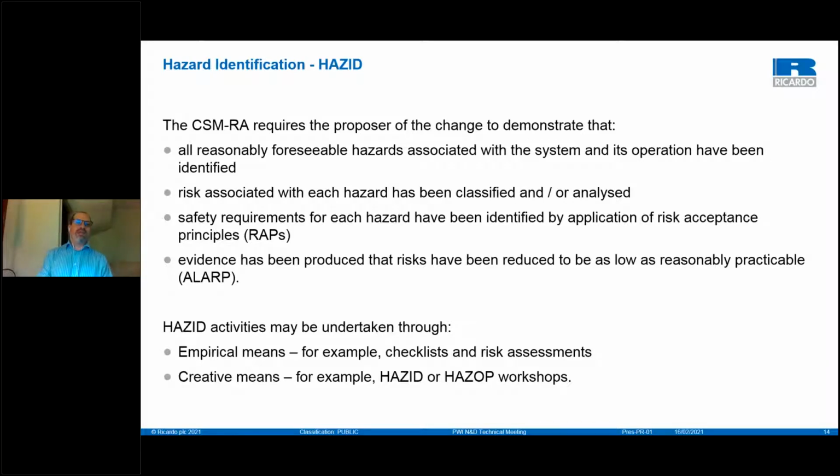Also, one of the key ways of doing it is creative means, hazard workshops, whereby you get a number of qualified, competent people together to undertake reviews of the system. I'll quickly go through those. This is documented and hazards identified through assessments of the system. And the system diagram that I showed you earlier would be a good way of doing that. We're going through that and looking at the impact on the various users and people, operations that interface with the project change, the scope of the project change.